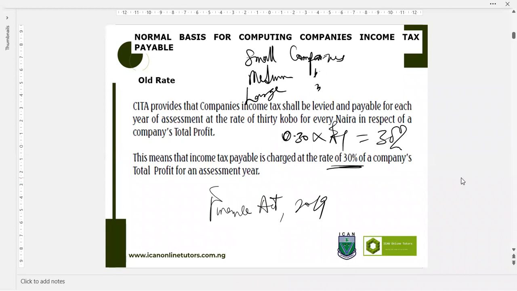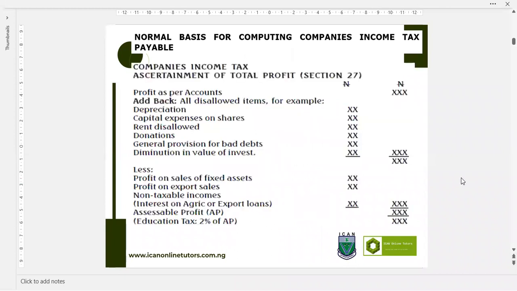Okay, so again, this is a pro forma for the normal basis of computing companies' income tax. This is a format of how to arrive at the company's income tax. I think I shared a working exercise with you, a worked example on company's income tax. Did I? Can someone confirm if I did send it?